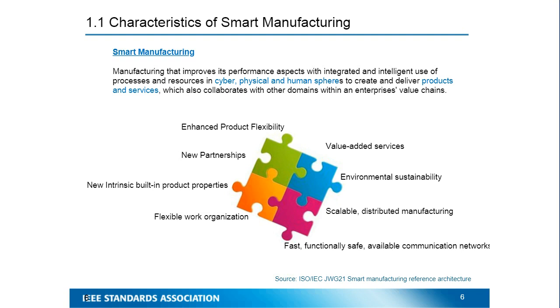Smart manufacturing leads to the emergence of agile, real-time, optimized, self-organizing value chains, which are highly adaptive to fast-changing social technical environments. This vision of smart manufacturing is characterized by enhanced product flexibility, new partnerships, new intrinsic built-in product properties, flexible work organizations, fast, functionally safe, and also available communication networks, scalable distributed manufacturing, environmental sustainability, and also value-added services. This dynamic requires appropriate standardized interfaces and harmonized business processes.